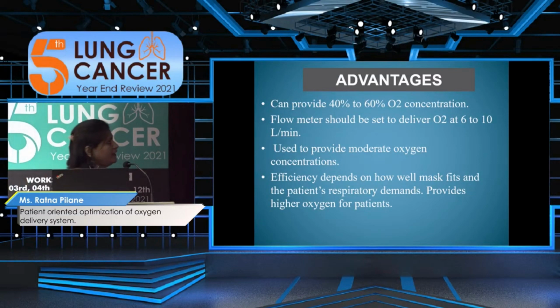Then advantages: it gives 40 to 60% oxygen concentration. The flow rate for the simple oxygen mask is 6 to 10 liter per minute, used to provide moderate oxygen concentration, and its efficiency depends on how you put on the mask. If the mask is loose or the exhalation ports are not open, then however you want to give the oxygen, it will leak and the patient will go into hypoxia and you will not achieve your goal.